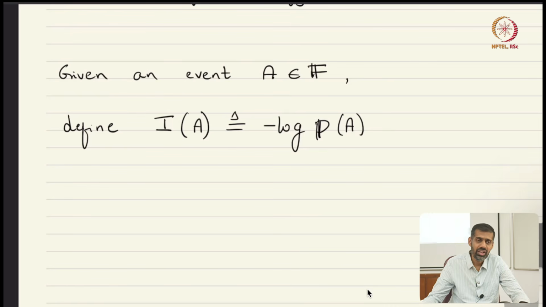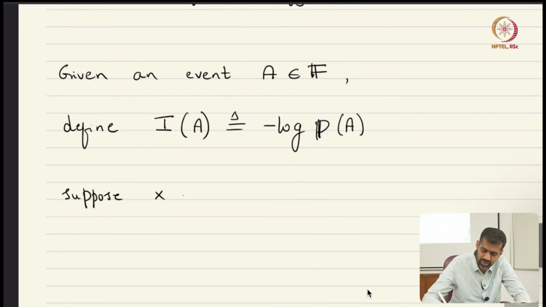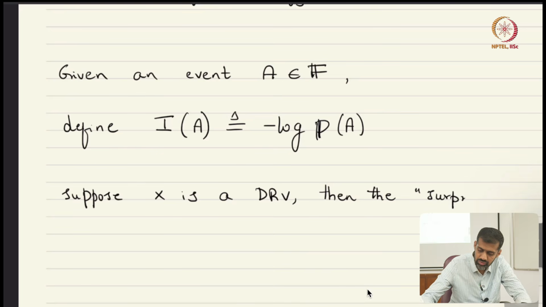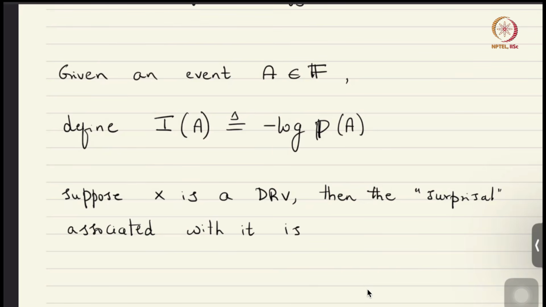So we know how to quantify the information associated with one particular event. If I have to do it for an entire distribution, how do I do it? What is the most intuitive way? So suppose x is a discrete random variable, then the information or surprisal associated with it is quantified as follows.